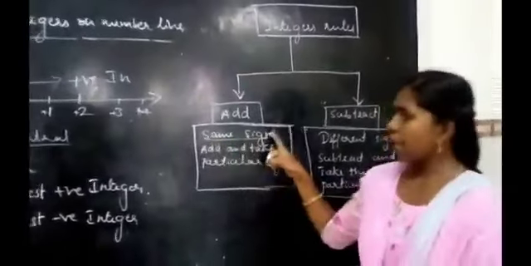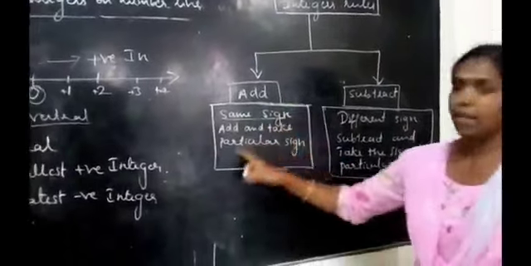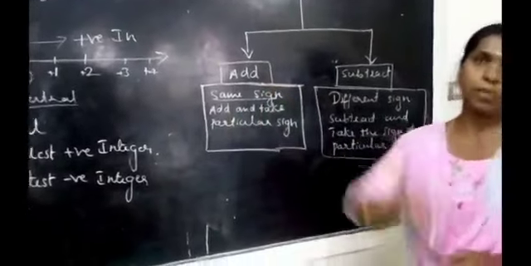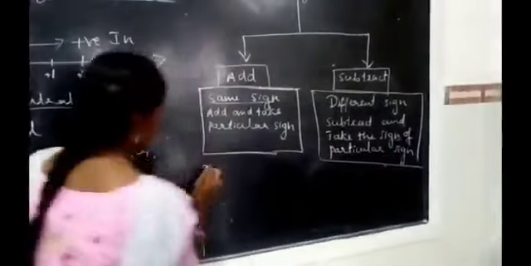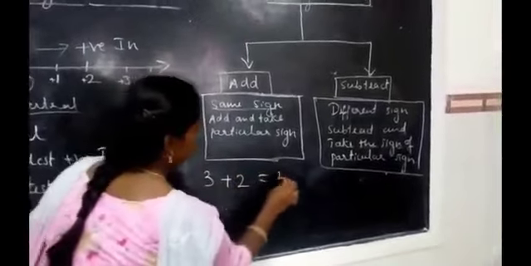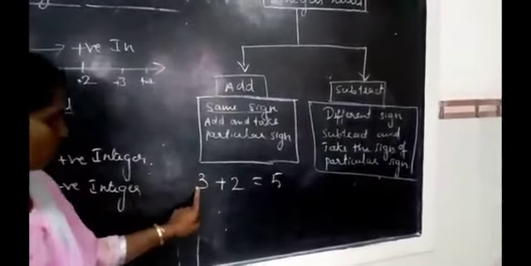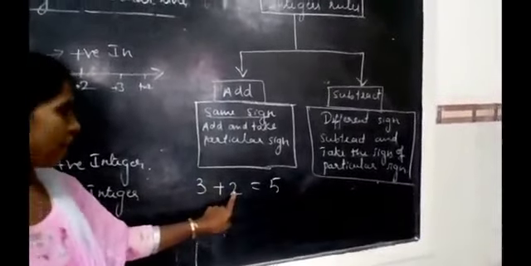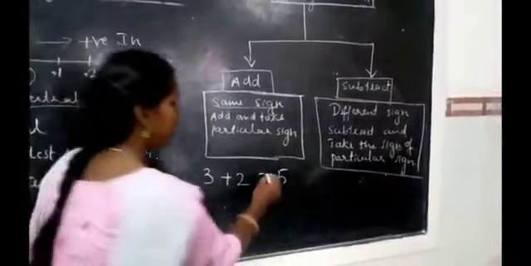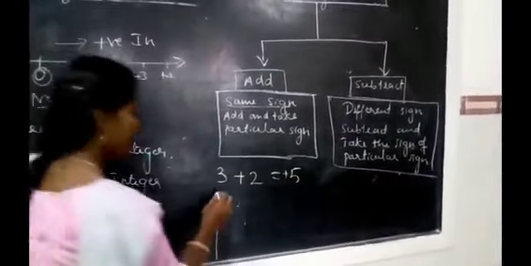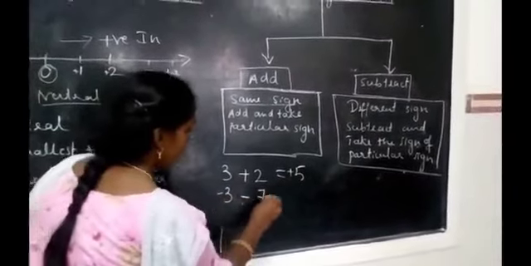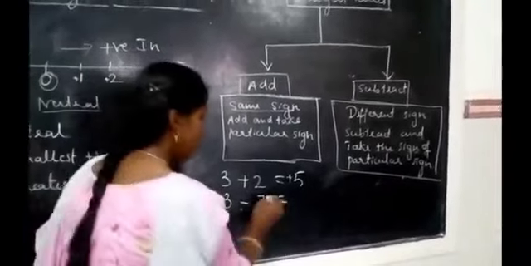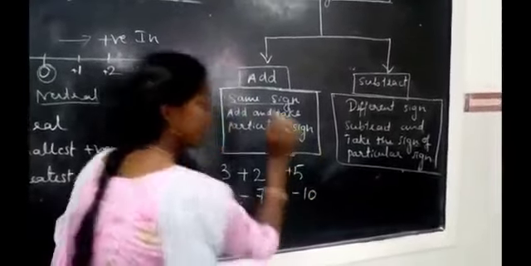When we have to add the integers, if it is the same sign, add the integers and take the particular sign. For example, 3 plus 2 is 5. Here 3 is a positive integer, 2 is a positive integer, both integers have the positive sign, so add them and the particular sign is plus. In the same way, another example, minus 3, minus 7, here the integers have the same sign, so add them, 7 and 3 is 10 and the particular sign is minus.